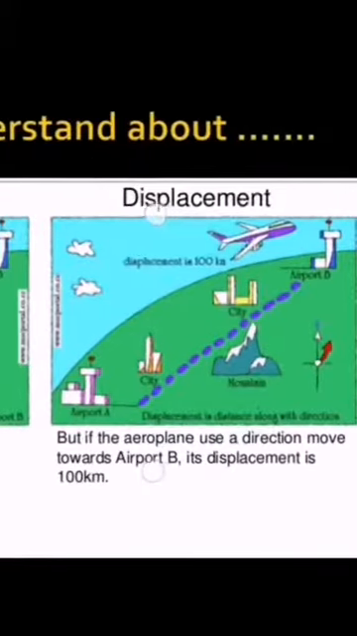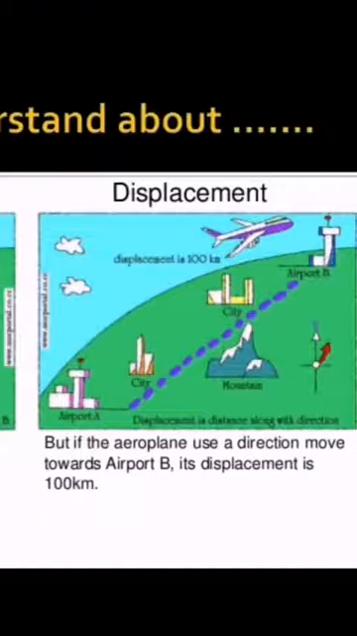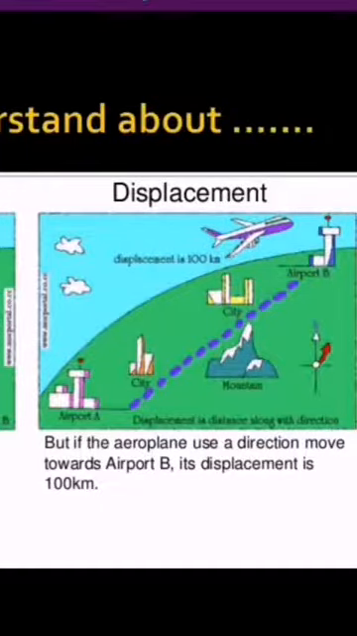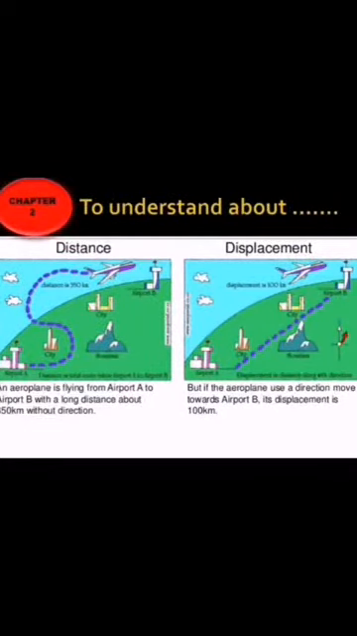In this figure you can see that the aeroplane moves from airport A to airport B in a straight line, using the shortest distance to travel from airport A to airport B. Since this distance has a particular direction and is the shortest distance, we say it is displacement. So this aeroplane covers 100 kilometer displacement from airport A to airport B. So this is all about distance and displacement. I hope you understand it better.